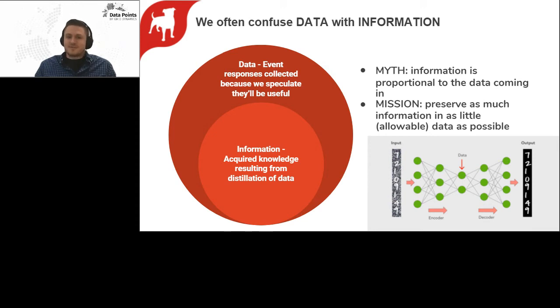Data itself are just event responses. We collect them and cache them in a database somewhere, hoping that they'll be useful sometime in the future. But it's not until we actually distill the data into information that it becomes actionable. And so while it is true that the data itself, if you increase it, you see a potential increase in information, or if you decrease it, you see a potential decrease in information, it's not a proportionality. Doubling the data doesn't double the information. Having the data doesn't mean you have the information.